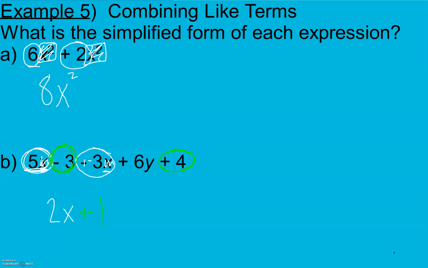Last thing here is I look for anything that's left. I have a 6y and nothing I can combine it with. So here, I'm just going to put plus 6y. I can't combine it at all with anything else. Again, we can only add up things if they're the same. Think about it as like apples and oranges. I used to have 5 apples, then I had 3 less, now I have 2 apples. But oranges, I still have 6. We haven't changed those at all.